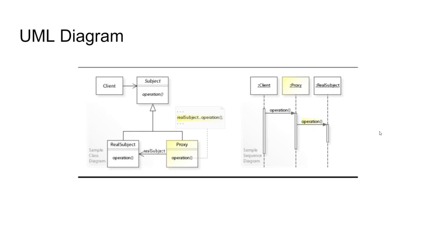This is a UML diagram of a proxy pattern being used. As you can see, the client is trying to operate the real subject, but it has to go through the proxy first.